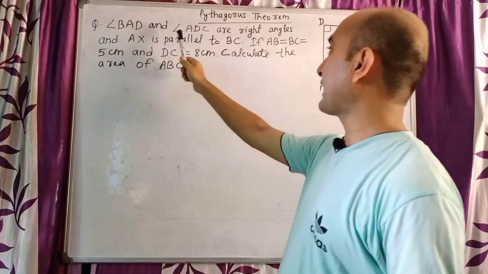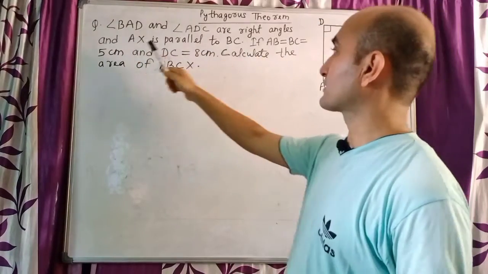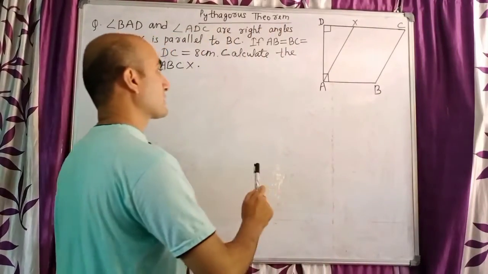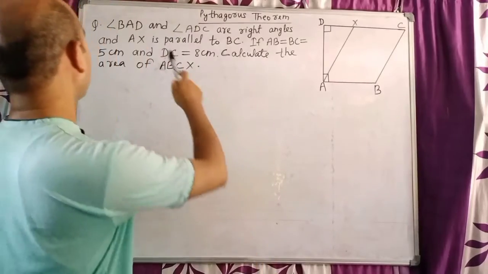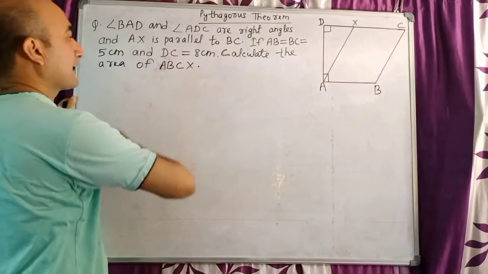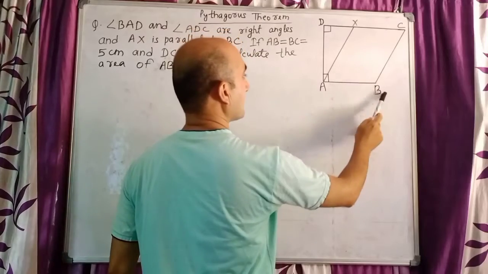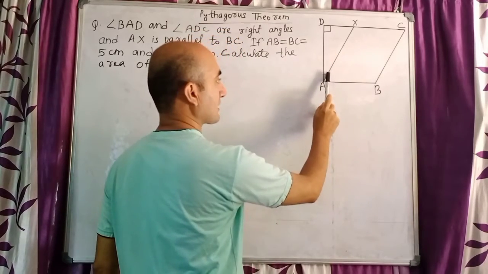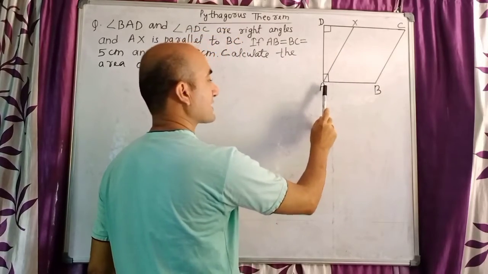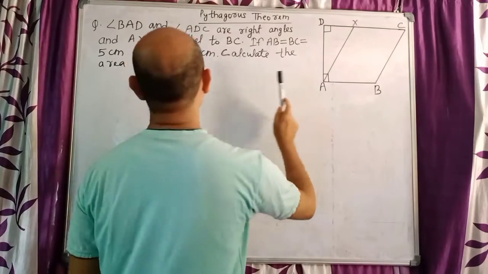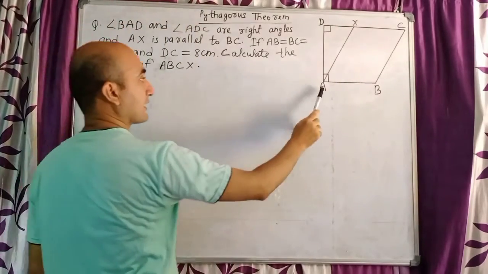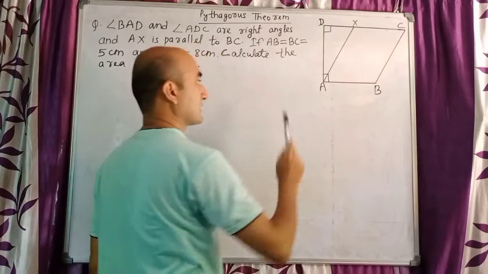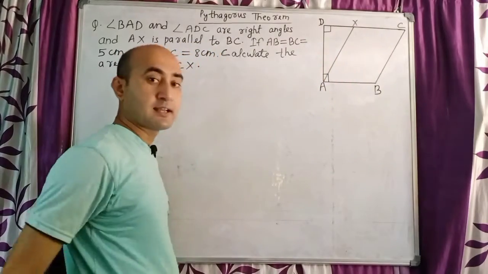Angle BAD and angle ADC are right angles. Here in the diagram you have to see angle BAD and angle ADC. BAD means this whole portion at A is 90 degrees, and the other one, ADC, means this is 90 degrees. So this one and this one are both 90 degrees.